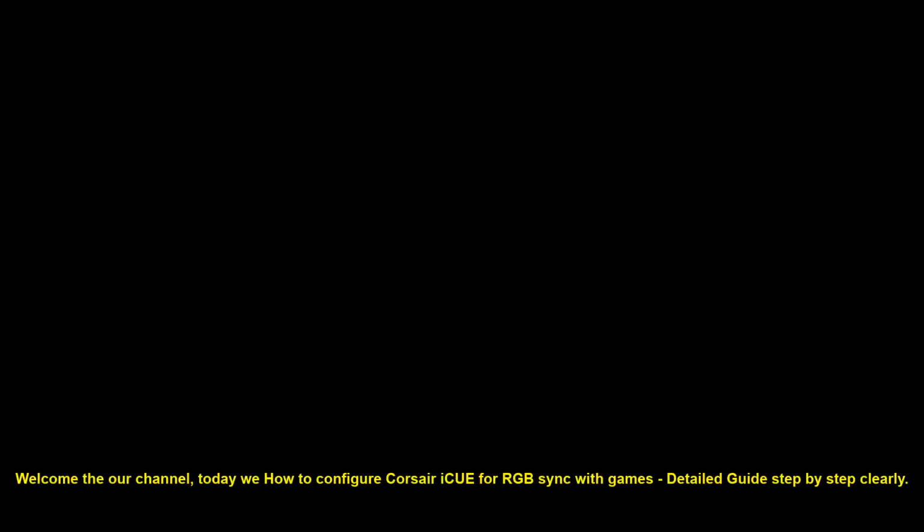Today we'll learn how to configure Corsair iCUE for RGB sync with games, a detailed guide step by step, clearly. Open the iCUE software on your computer. Ensure that your Corsair RGB enabled devices are connected and recognized by the software. Select the device you want to configure from the list on the left side of the iCUE interface.